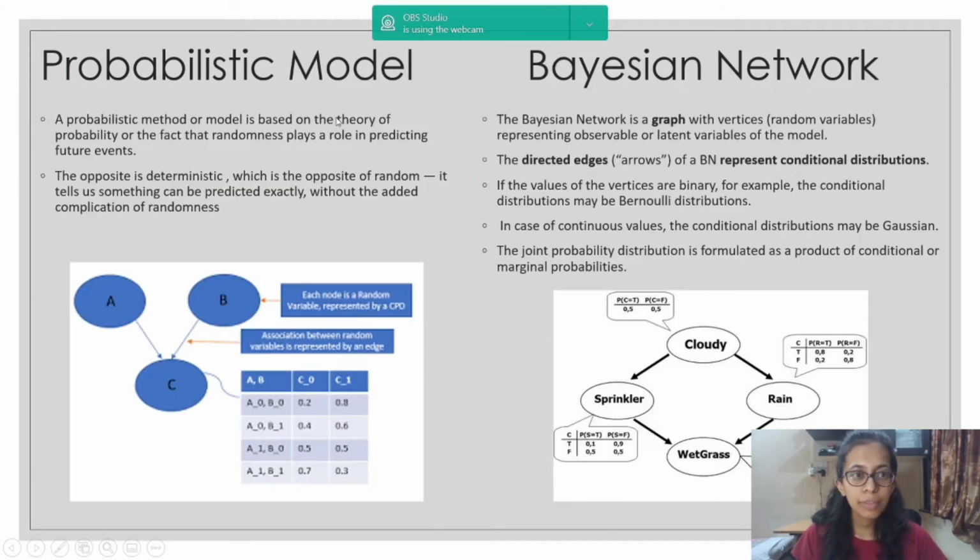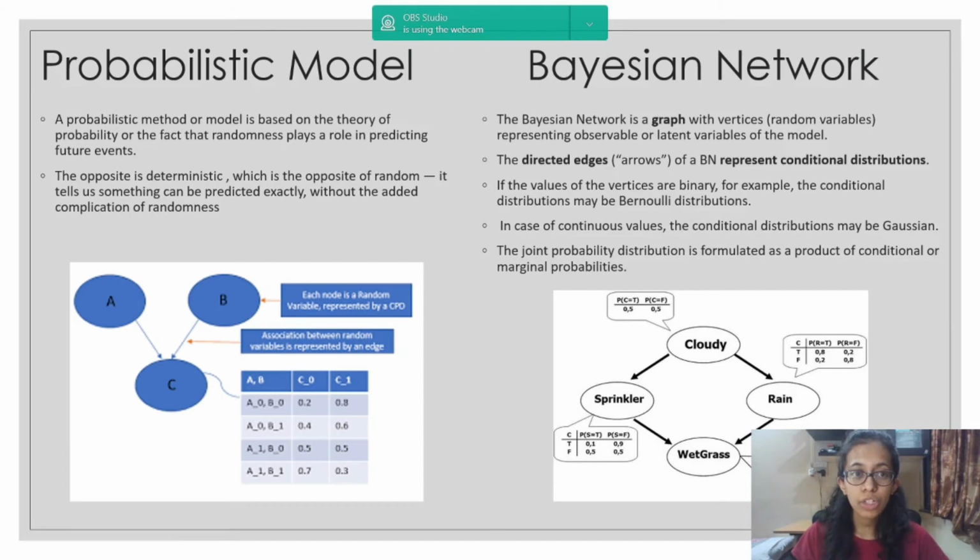The first is probabilistic model. Probabilistic model is completely based on randomness and it plays a role in predicting future events. The opposite of that is deterministic, which has exactly each and every value. So for example, if we take a look at this graph or the model, we have A and B, which are nodes representing random variables. These edges are the association between these random variables through which we can calculate different probabilities of different variables. So that is probabilistic model.